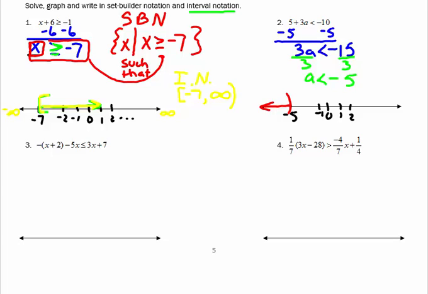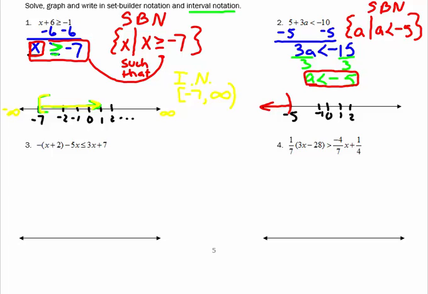So now what we need to do is write set builder notation. So we'll do SBN for set builder notation. Again, we'll start off with the squigglies, and we say what variable we used, which was a. So it's a set of all a's such that, and then whatever we solved goes in the next spot. A is less than -5, and then we close our set. So this states the set of all a's, or all numbers, such that the number has to be less than -5.